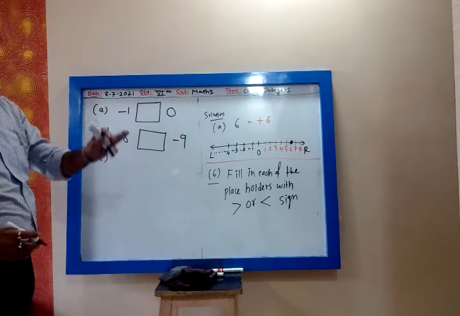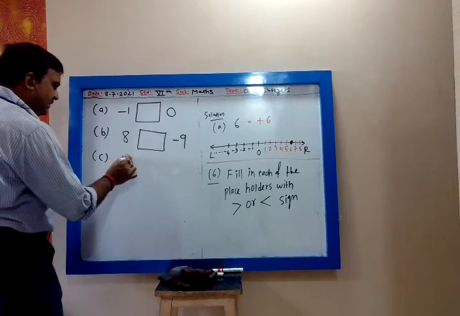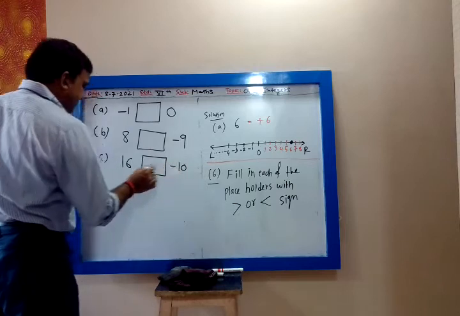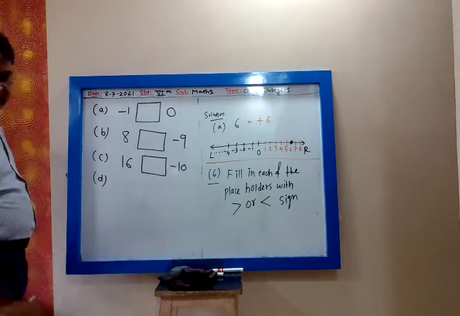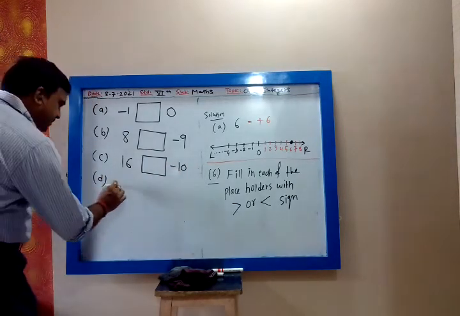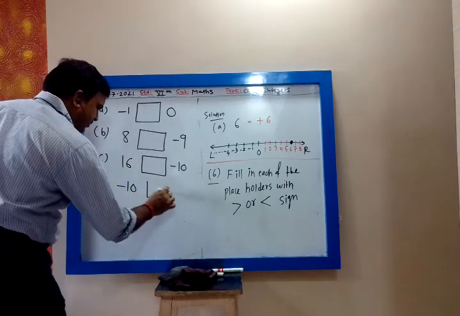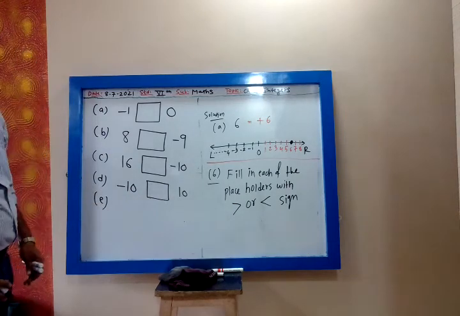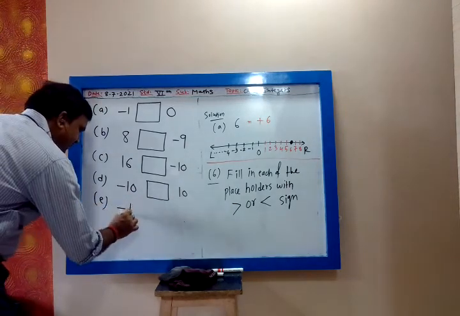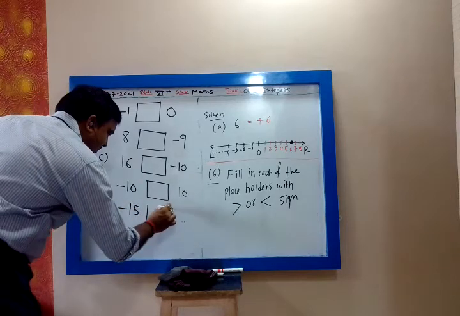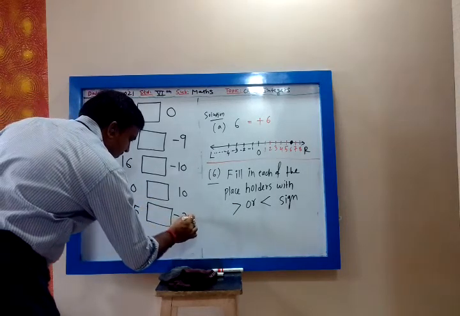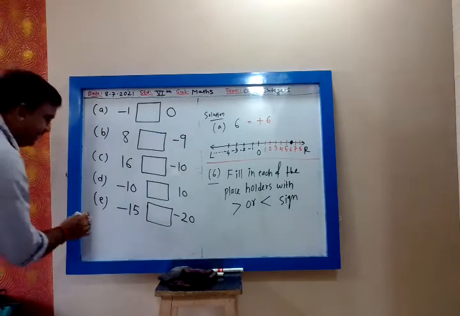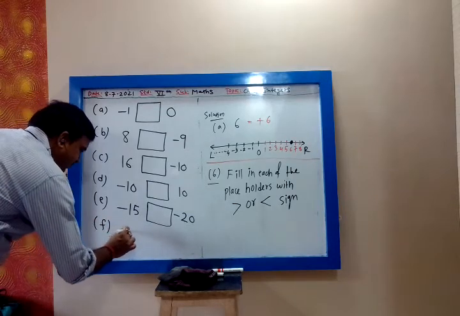C, mute the microphone. 16 and minus 10. Then D, minus 10 and 10. Then E, minus 15 and minus 20. Then F, minus 25 and minus 5.